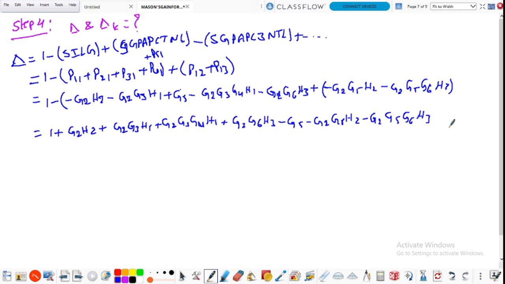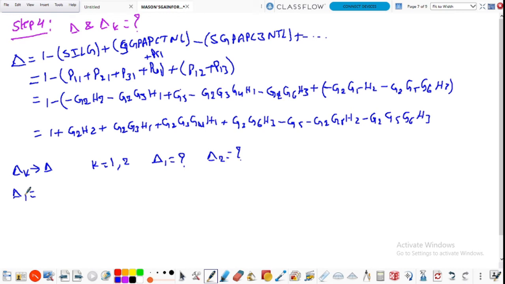Next calculate delta k. So what is the delta k? Delta k is the delta for that part of the graph which is not touching the kth forward path. So now here k is equal to 1 and 2. The total number of forward paths is 2, that is k equal to 1 means first forward path and k equal to 2 means second forward path. So calculate delta 1 value and delta 2 value. First calculate delta 1 value. Delta 1 is equal to delta.